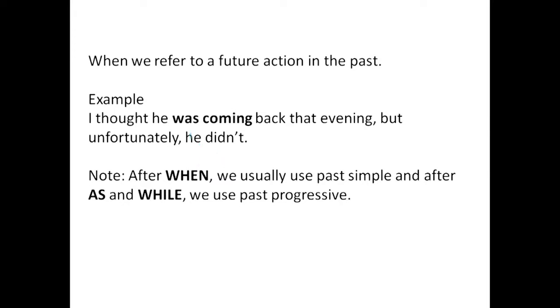Example: I thought he was coming back that evening, but unfortunately he didn't. So we are referring to a future action in the past. Or I was expecting him yesterday evening, but he didn't show up, for instance. So you see, "was expecting" is the past progressive, of course.